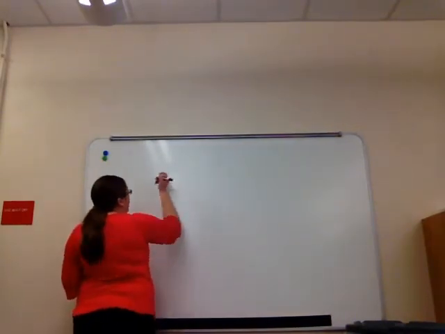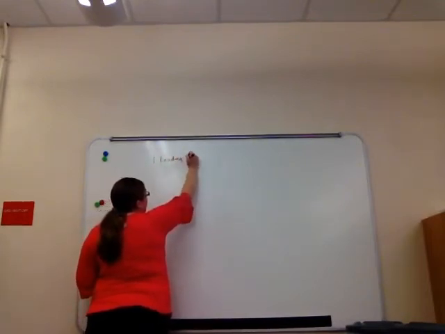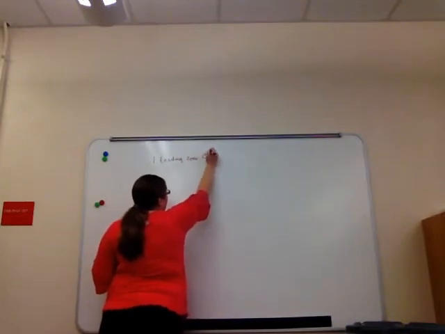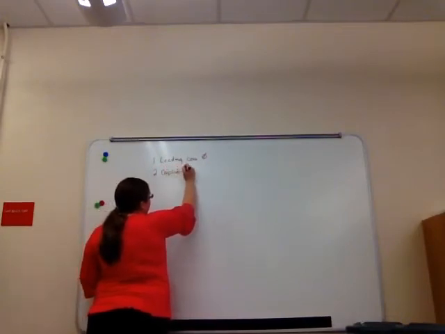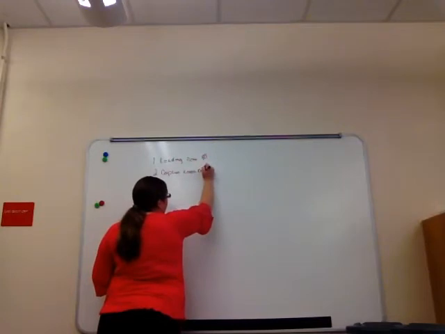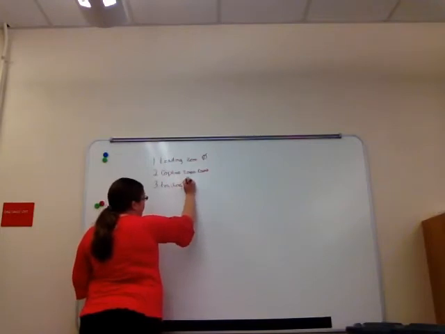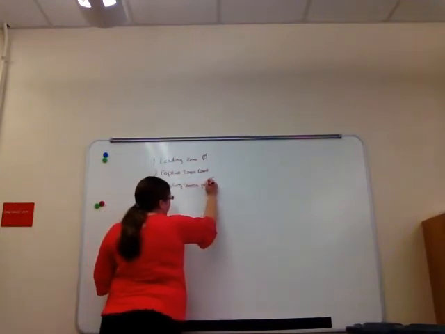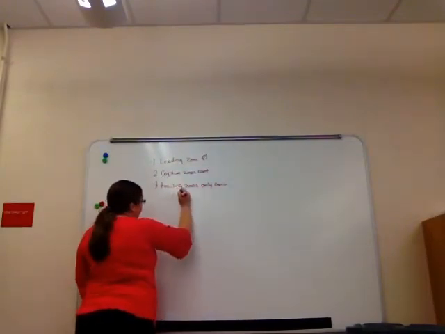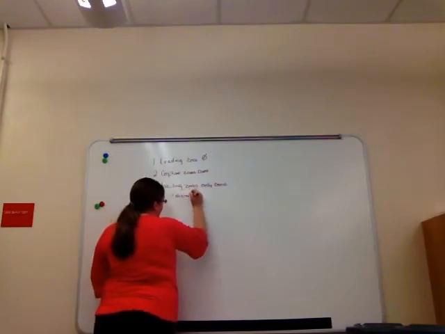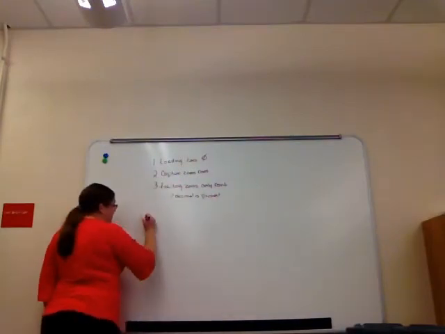So at this point, one of the rules is leading zeros do not count. Okay? The second thing is that captive zeros do count. And 3, trailing zeros only count if it has a decimal point. Okay? So let's just run through some examples.